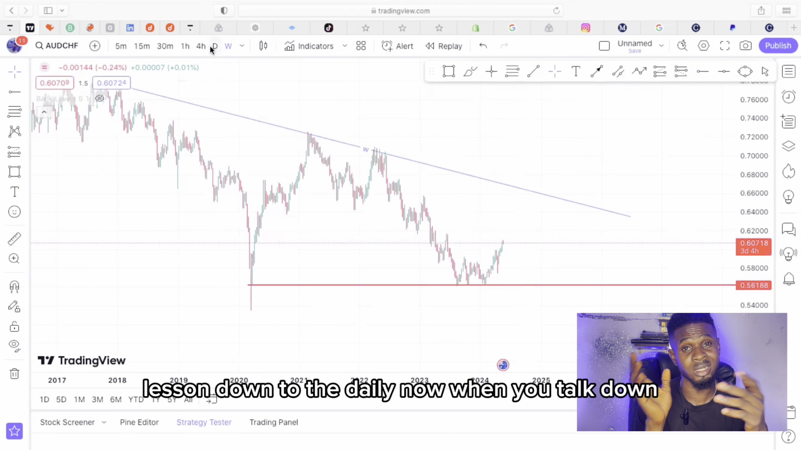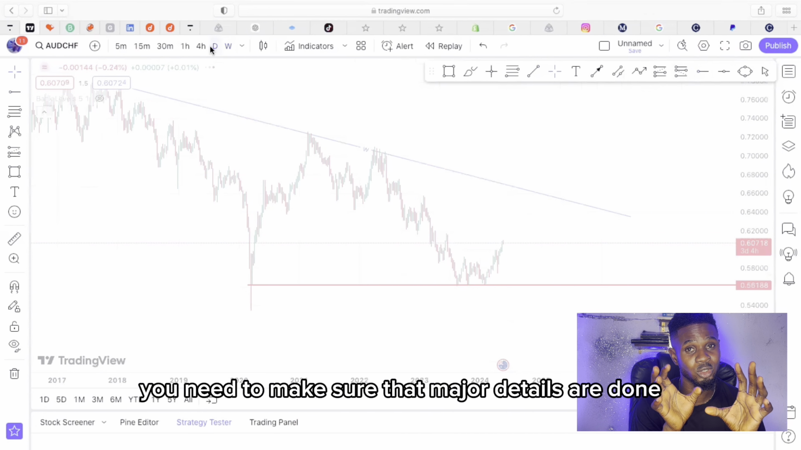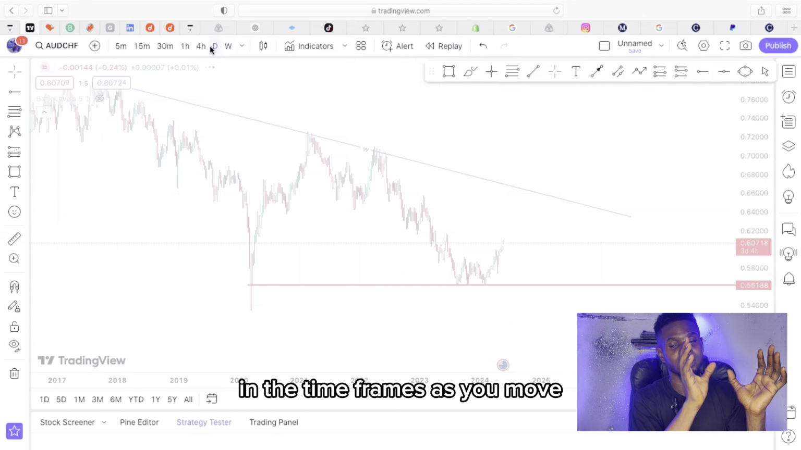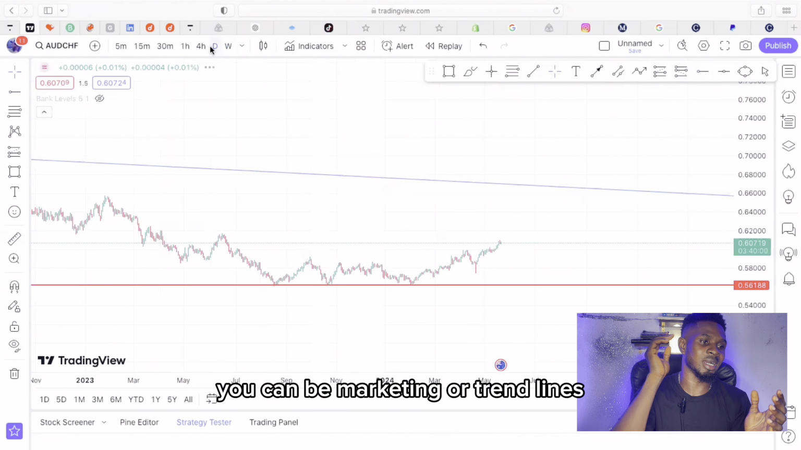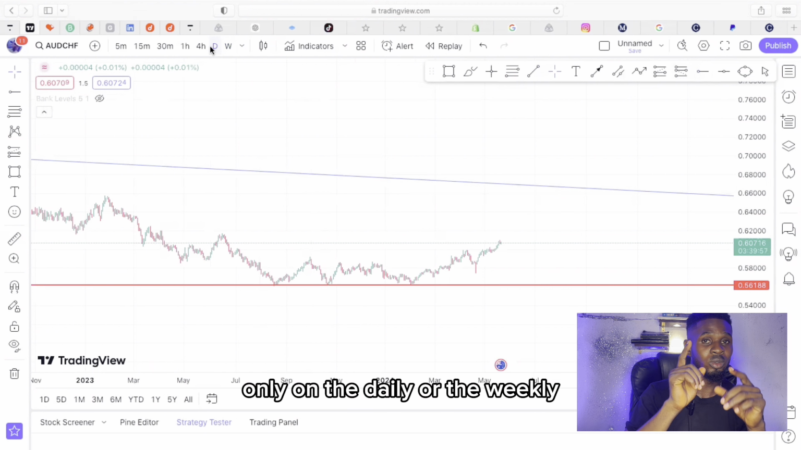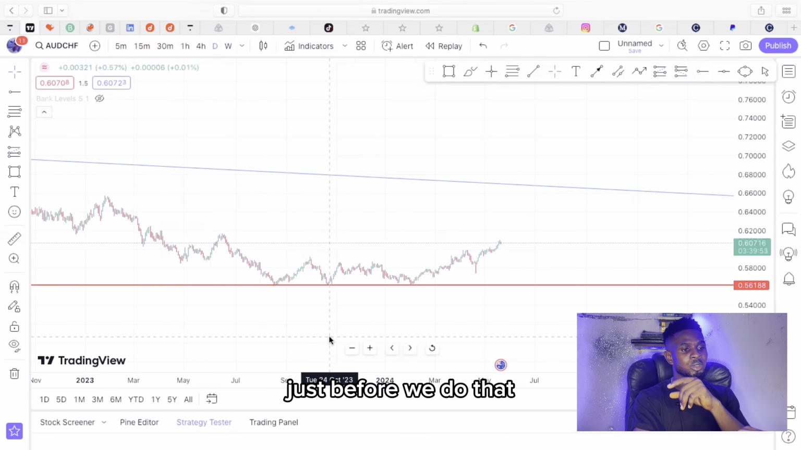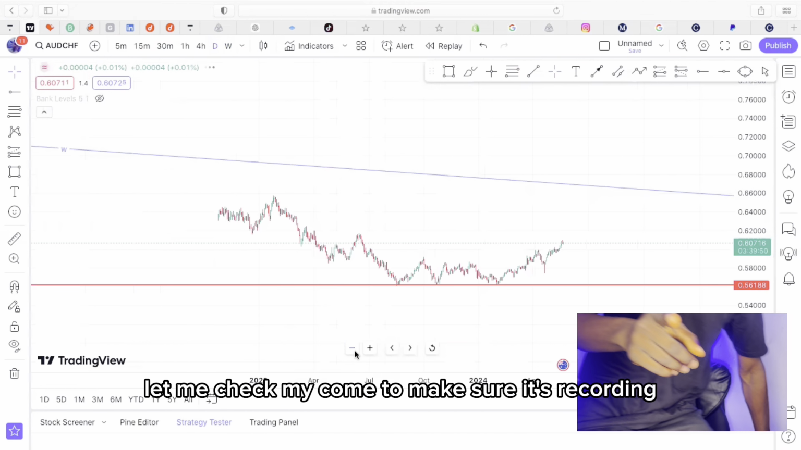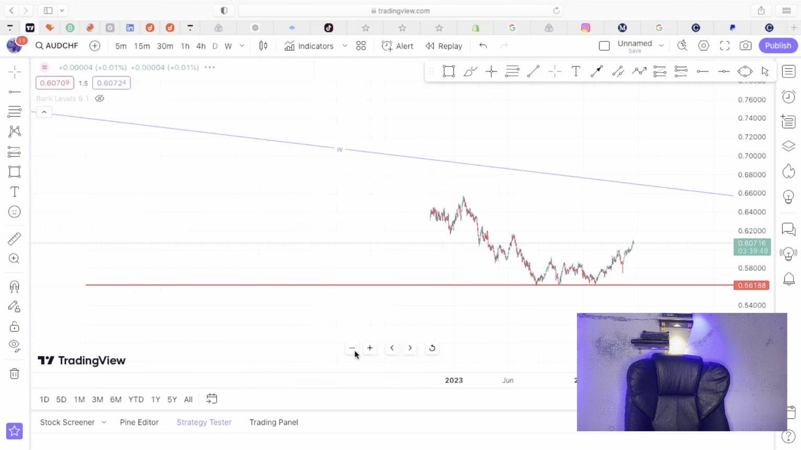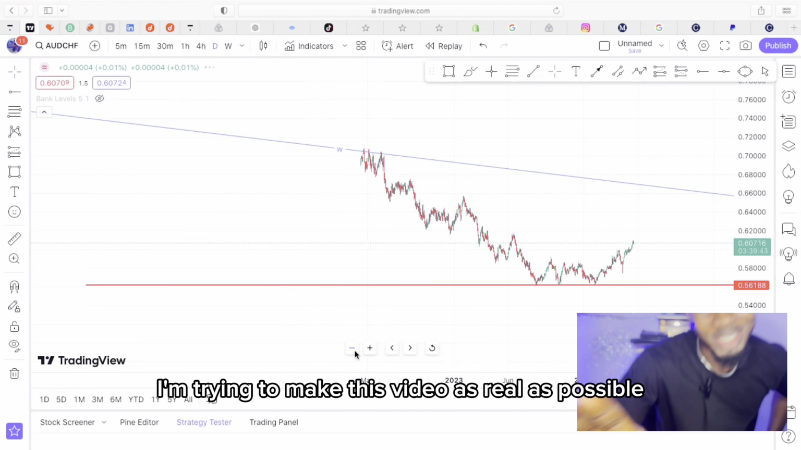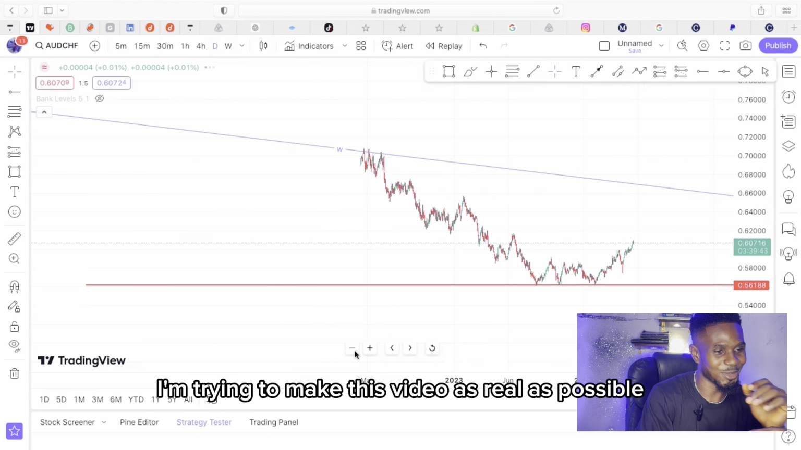When doing top-down analysis, you need to make sure the major details are done in the time frames as you move. You can't be marking trend lines only on the daily or the weekly. Just before we do that, let me check my count to be sure it's still recording. Yep, we're still on. As I said, I'm trying to make this video as real as possible.